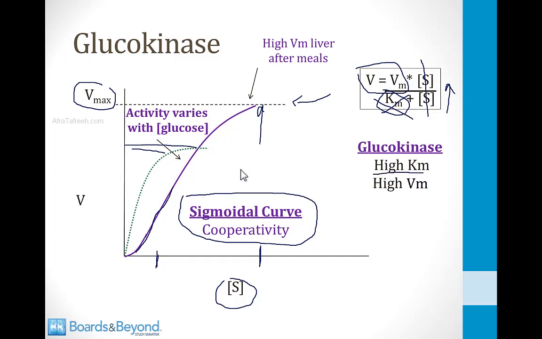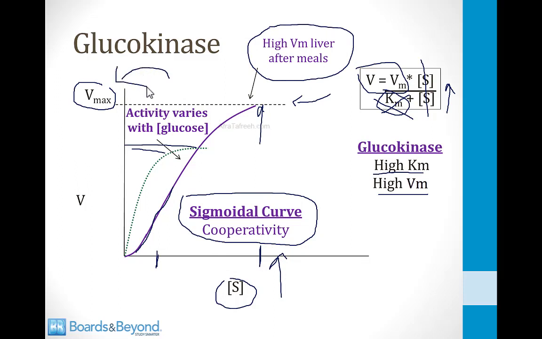Glucokinase has a high Km. That means it takes longer for it to reach its Vmax, and it has a high Vmax, which means it can operate at a higher velocity compared to hexokinase. And as I've indicated up here, you might reach your Vmax after a meal when the glucose concentration is very, very high. Glucokinase will be very active, pulling lots of glucose into the liver, and that's because the liver wants to store it as glycogen for later use.